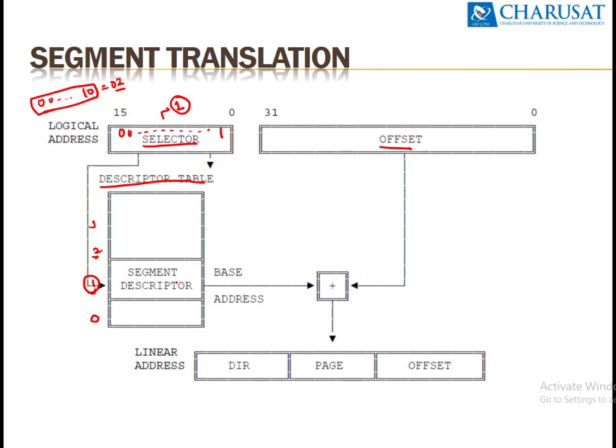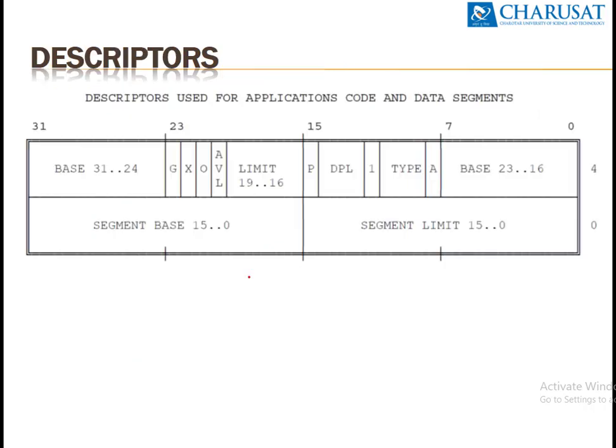Then you can see over here, from the segment descriptor we will get the base address, and the base address and offset will be added together to get the linear address. The length of the base address is 32 bit. This is a 16-bit selector, which points to a 64-bit segment descriptor, and from the 64-bit segment descriptor we will get a 32-bit base address. So let's see what is inside the segment descriptor.